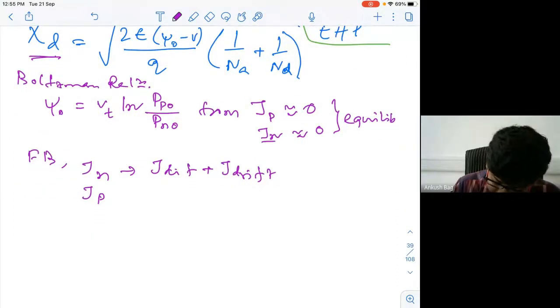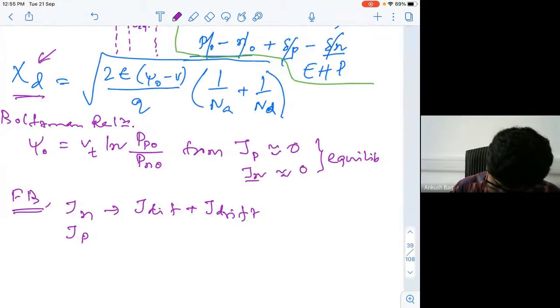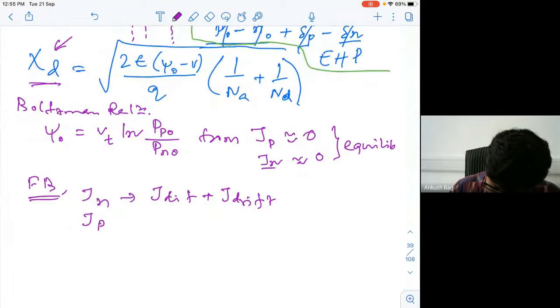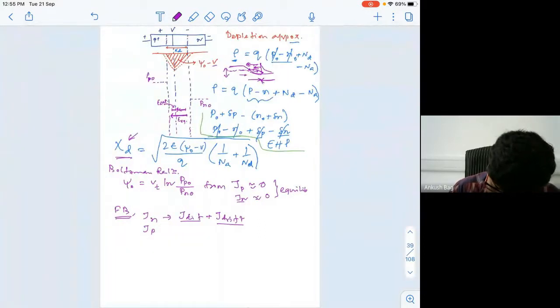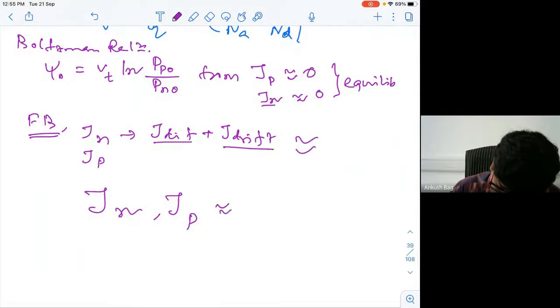So that is why, still under this forward biased condition, although we have this high drift and diffusion component, the summation of these two will be close to 0. Let me write separately: Jn, Jp, we can write this is close to 0 in the space charge region.